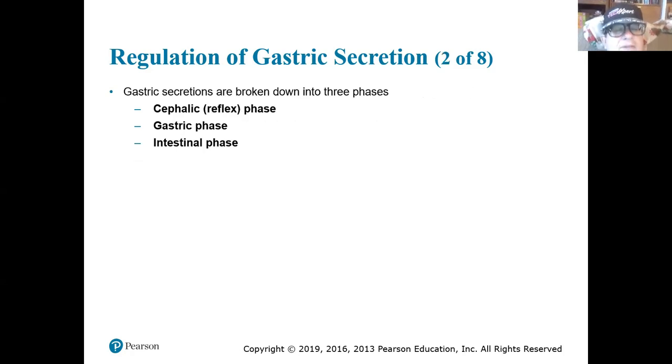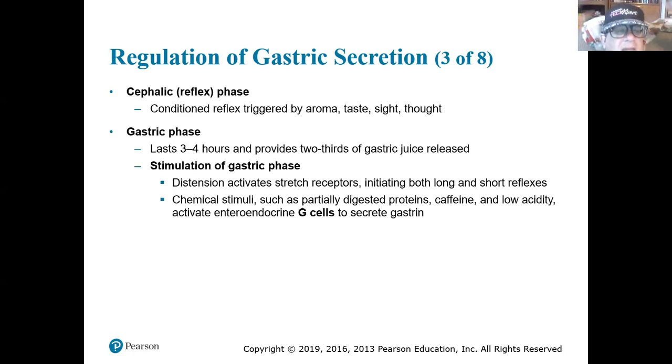All right, so the gastrin secretions we break down into the cephalic phase or reflex phase, the gastric phase, and the intestinal phase. In the cephalic phase, cephalic, of course, think head, conditioned by what we're seeing, what we're thinking, what we're smelling. This is the whole Pavlov's dog thing.